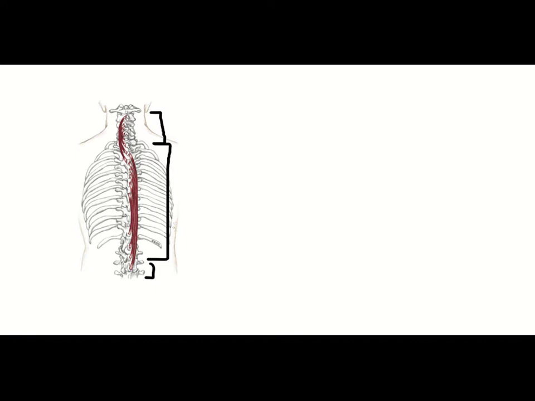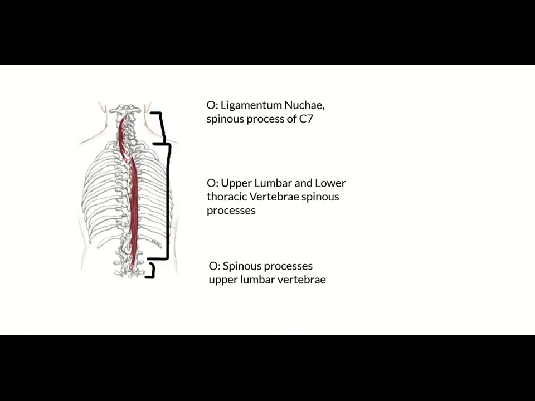spinous process of C7. The thoracis inserts onto the spinous processes of the upper thoracic, and the cervicis inserts onto the spinous processes of the cervicals except for C1.